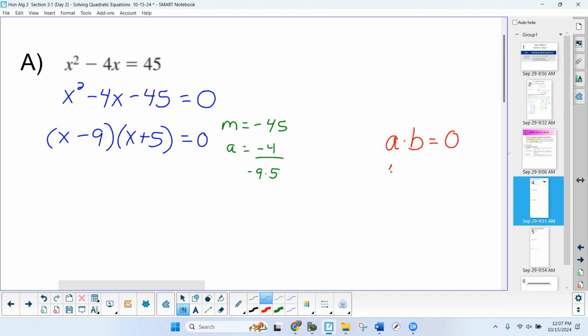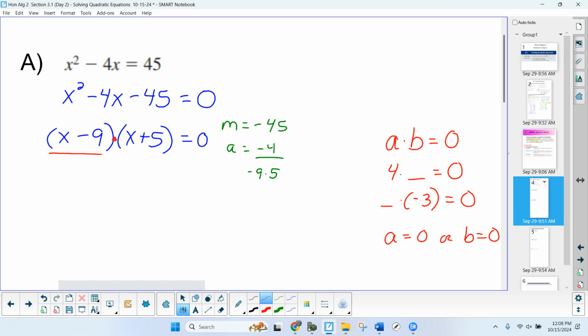So if I have 4 times something equal to 0, what does that something have to be? 0. If I have something times negative 3 equal to 0, what does that something have to be? 0. So if I have A times B equal to 0, either A is 0 or B is 0. That's the zero product property.